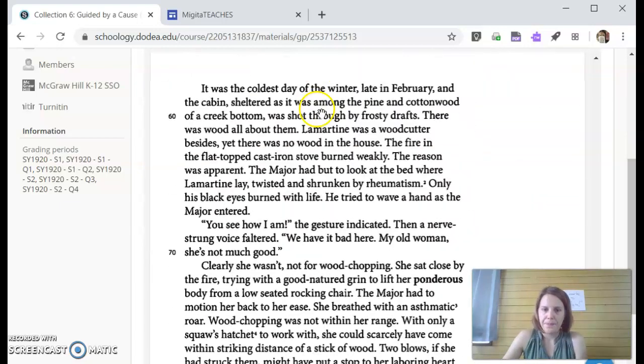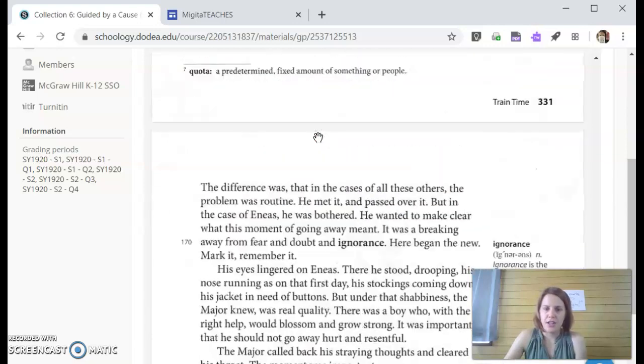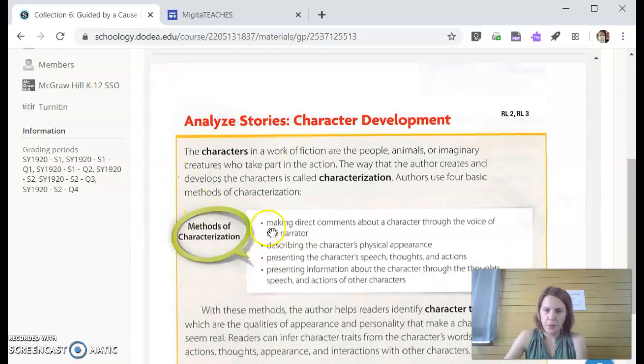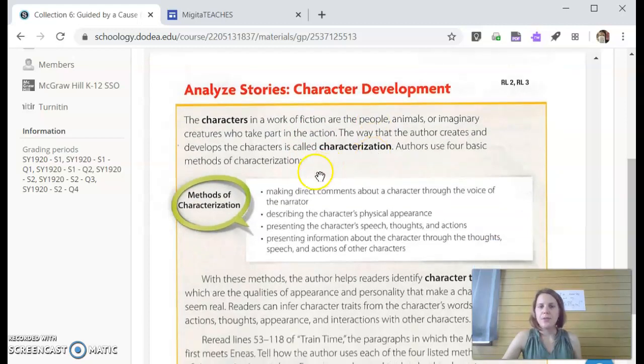Story. And then characterization, the concepts that we're looking for. Characters can be animals, imaginary creatures, people, but it doesn't matter what they are, there's always these elements in it. They make direct comments about a character through the voice of the narrator. So whoever the narrator is telling you about the character. They're describing the character's visual appearance, because characterization is both physical appearance and personality. What do they look like? How do they act? We learn about them through their actions, speech, and thoughts.